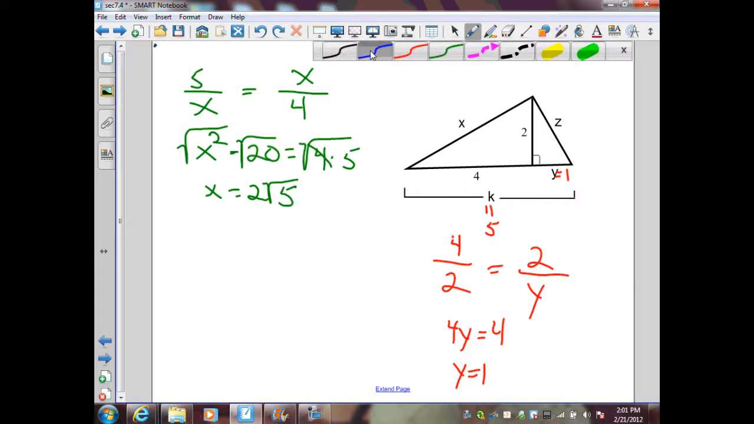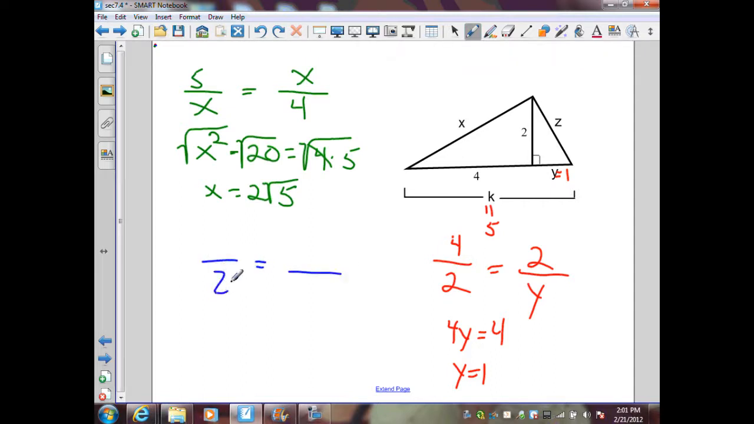Now I go back and finish the other leg, which is z, using, again, corollary 2. That leg is the geometric mean between the hypotenuse, which is 5, and the segment of the hypotenuse adjacent to that leg, which is 1. Cross product, z squared equals 5, square root of both sides, z equals the square root of 5.